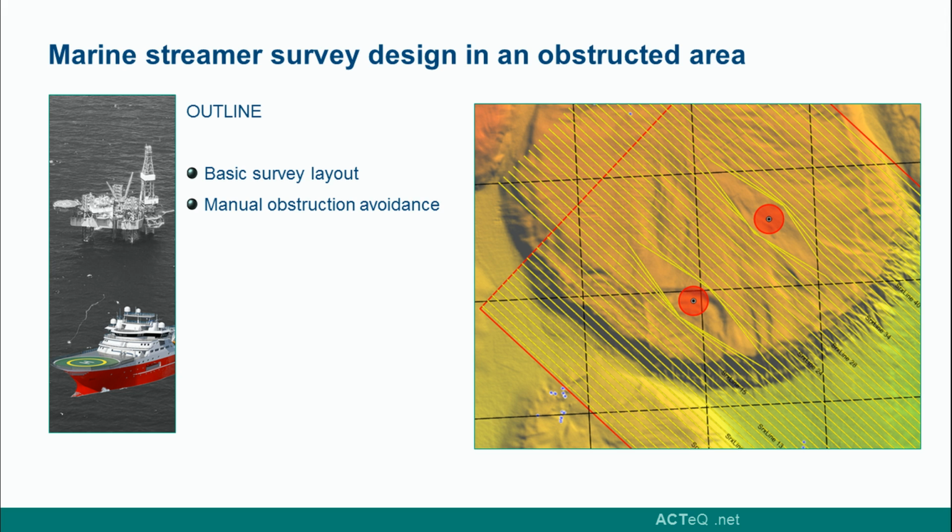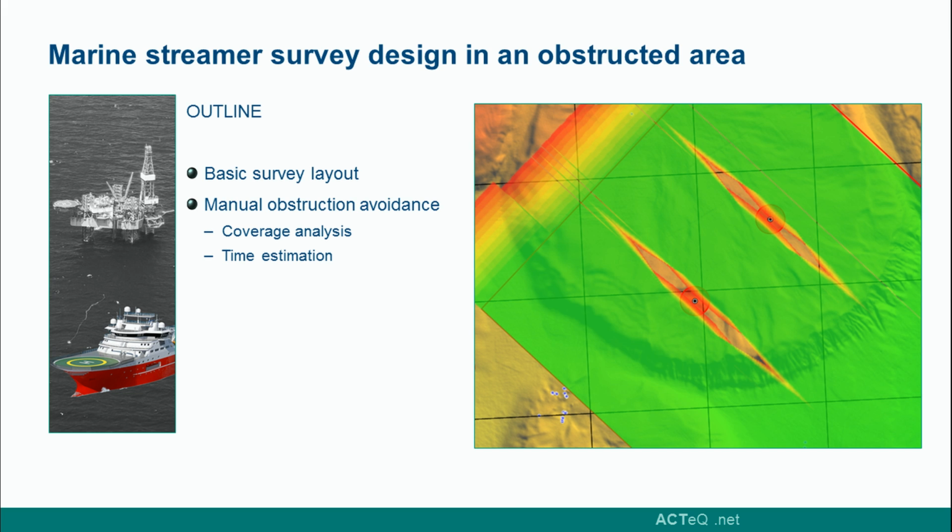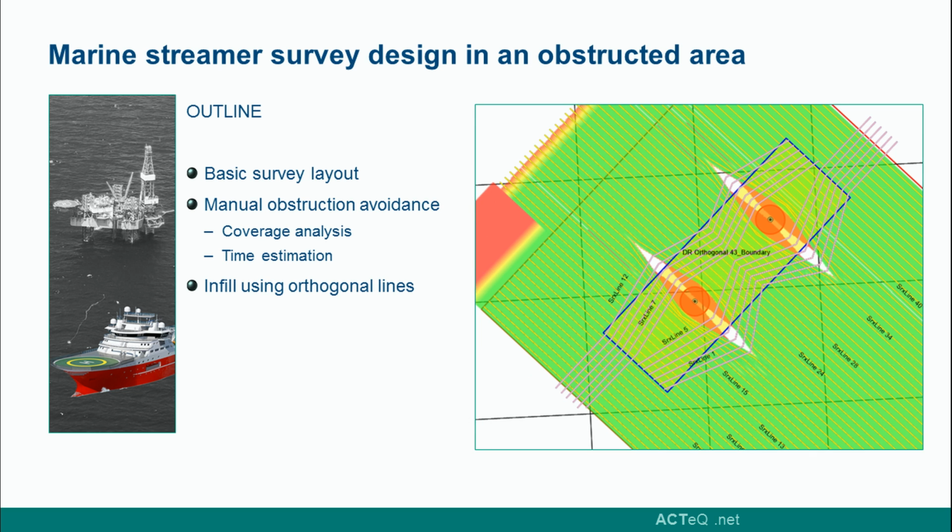We'll start with a basic survey layout, and then we'll adjust the lines to avoid a couple of obstructions in the survey area. We'll analyze the coverage and estimate the time to acquire the project. Then we'll use a few orthogonal lines to fill in the hole in coverage around the platforms. And finally, we'll take a quick look at a couple of new technologies that can improve the quality and efficiency of an infill project like this.